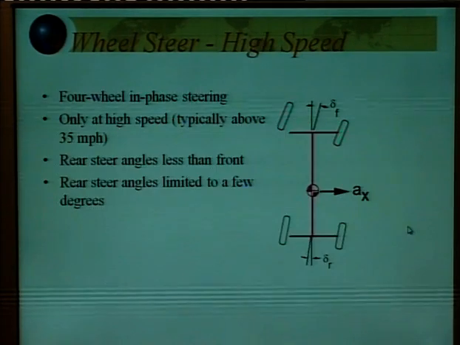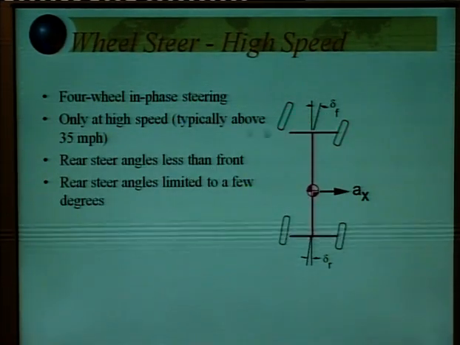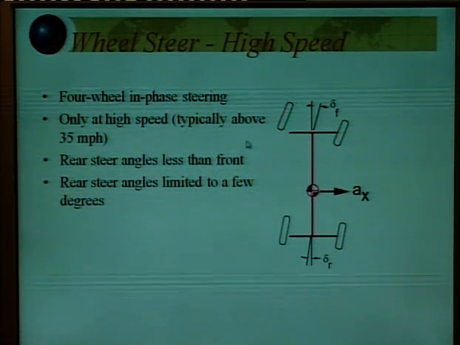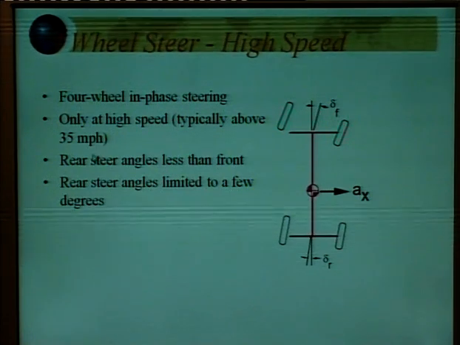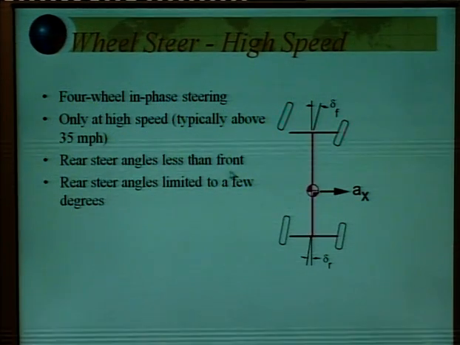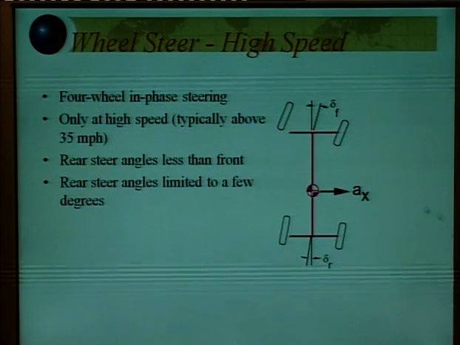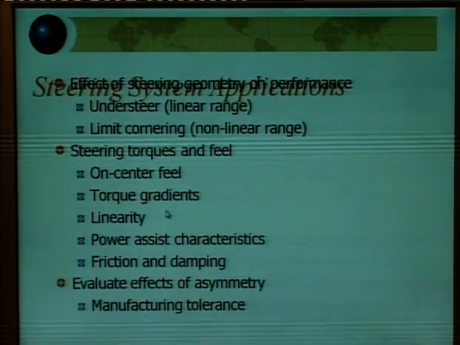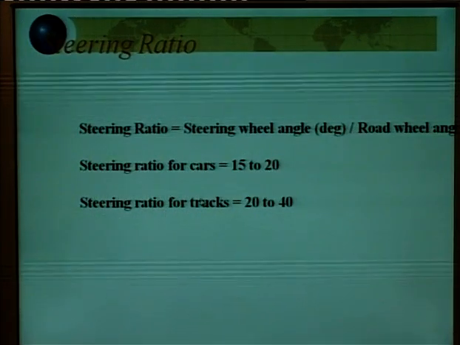This is the instantaneous center. So, 4 wheels, this is the 4 wheel geometry. In 4 wheel in phase steering, only at high speeds, typically above 35 miles per hour. Rear steer angles are less than the front. This is called a 4 wheel drive. Rear steer angle limited to a few degrees. So, these are the steering ratio.